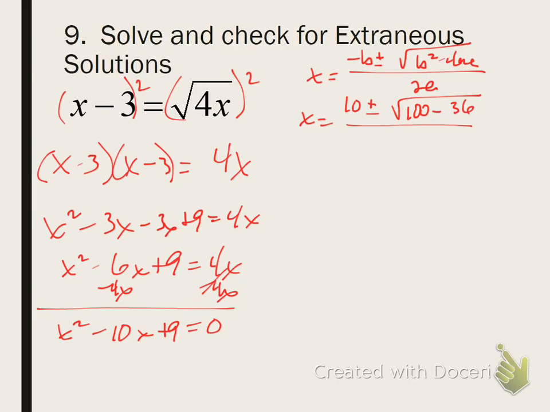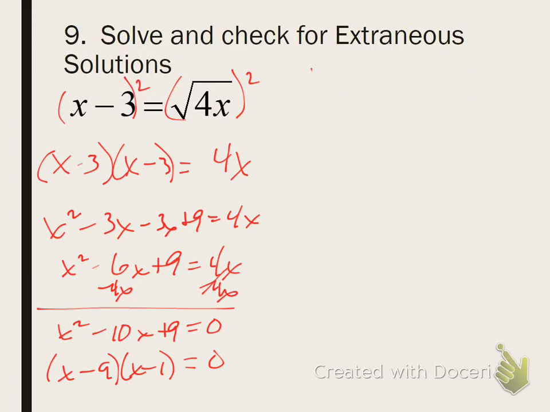Hang on a minute. Hold up. This actually will factor into x minus 9 and x minus 1. What am I doing? All right, well, I got a little excited about the quadratic formula. Now I'll have to use that here. All right, so our two solutions apparently are going to be 9 and 1. And we've got to check.